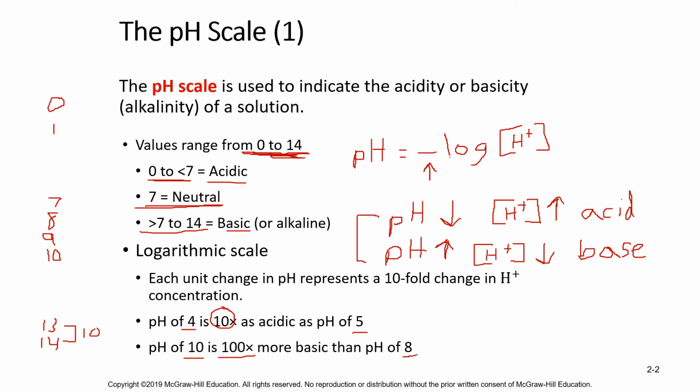If you're looking at pH of 7 versus 10, that's 1, 2, 3 tens. With 3 tens, there's 3 zeros. So it's a 1 with 3 zeros, which is 1,000. So a pH of 7 would be 1,000 times more acidic than 10. The pH of 10 is 1,000 times more basic than 7. So be able to do that.